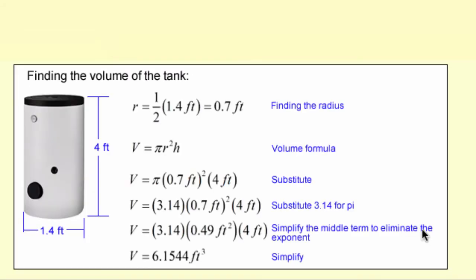And here's an interesting example. There's a hot water heater. Finding the volume there, you just substitute in the numbers you know. You have to calculate the radius as half the diameter. And then you substitute in, and you get about 6.15 cubic feet for the volume.